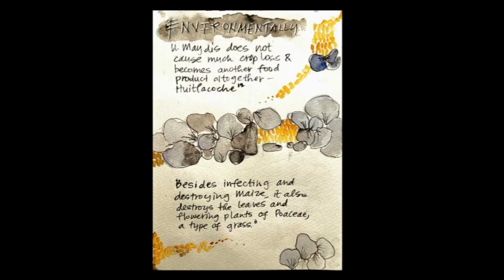So overall, Ustilago maydis does not cause a lot of crop loss compared to other fungi. It does actually become another food in and of itself. And besides infecting corn, it can infect grasses. But I think its most interesting usage is probably its usage in tacos and quesadillas.